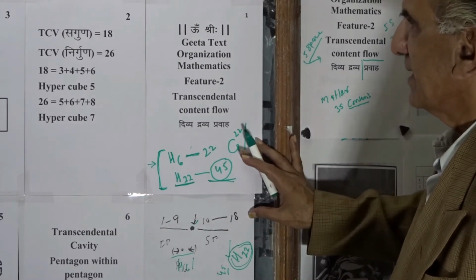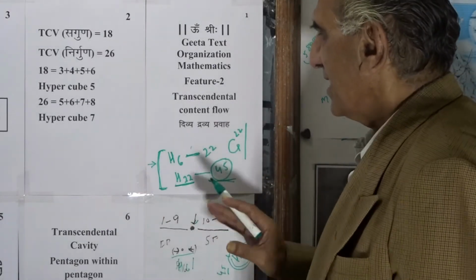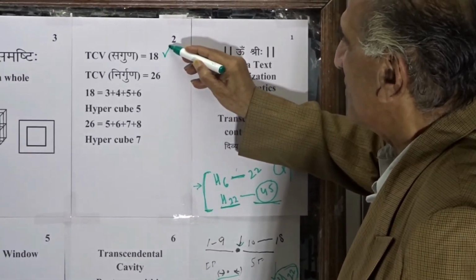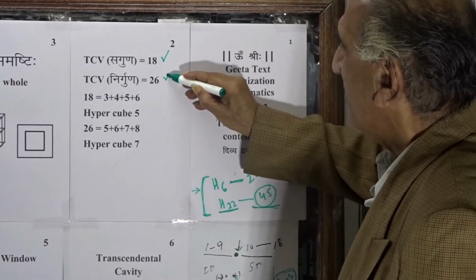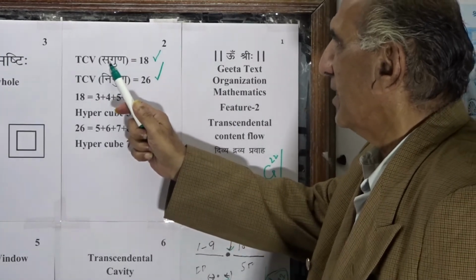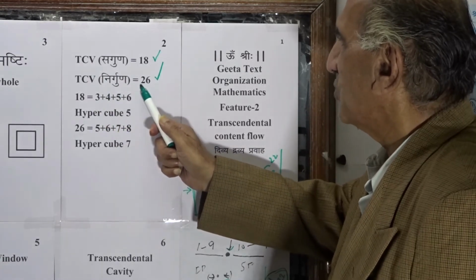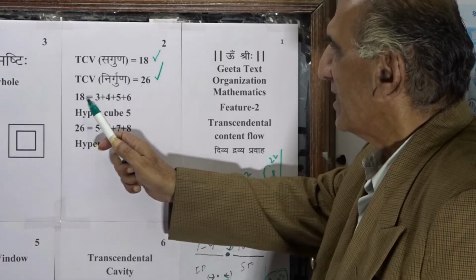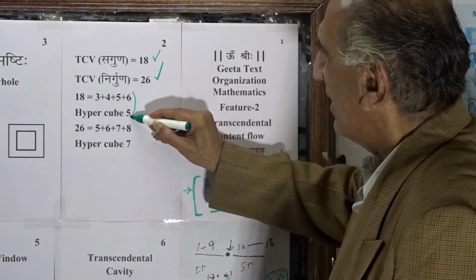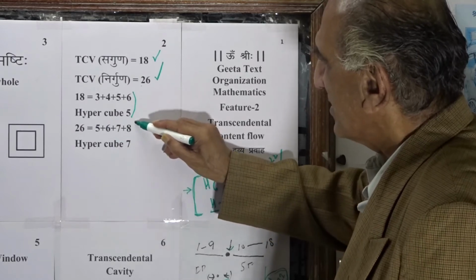Now let us see that the text is taking us to sagun, means the manifested features, and nirgun, which are unmanifested transcendental format. The formulation Sagun is of Tc value 18 and formulation Nirgun is of value 26. Value 18 is of organization 3 plus 4 plus 5 plus 6, that is of hypercube 5, while value 26 is 5 plus 6 plus 7 plus 8, that is hypercube 7.